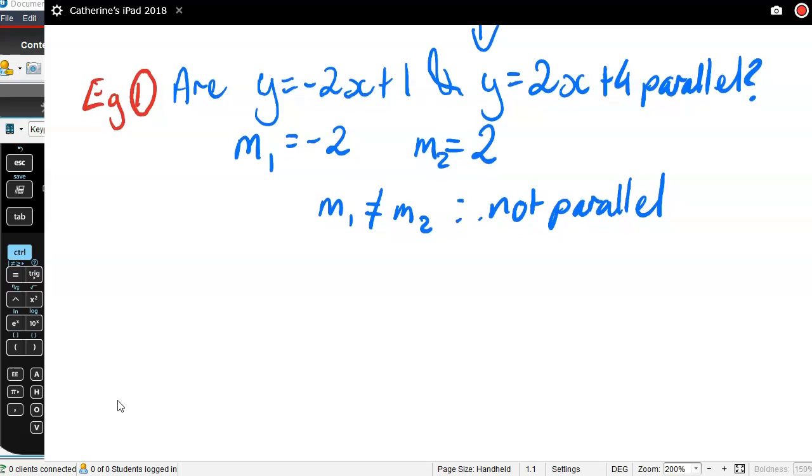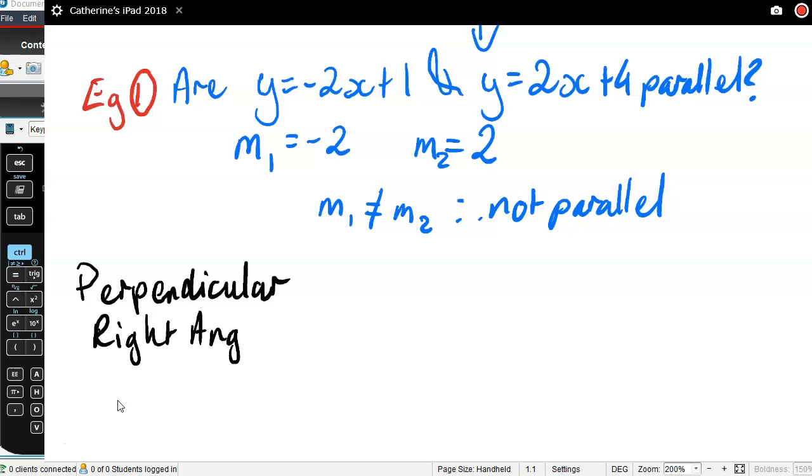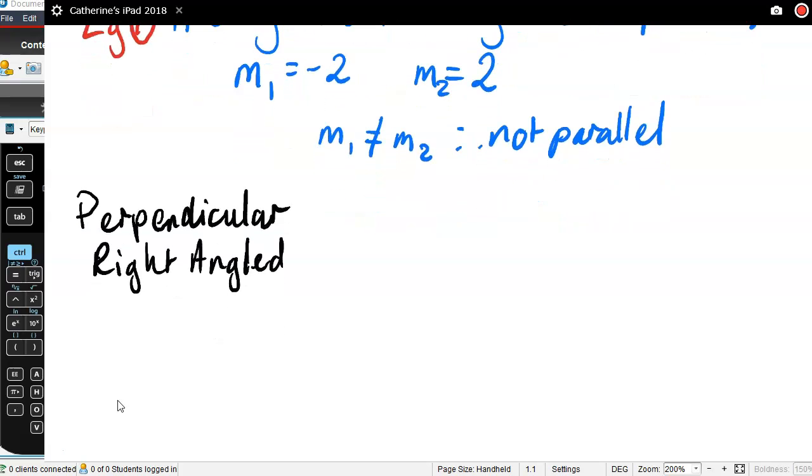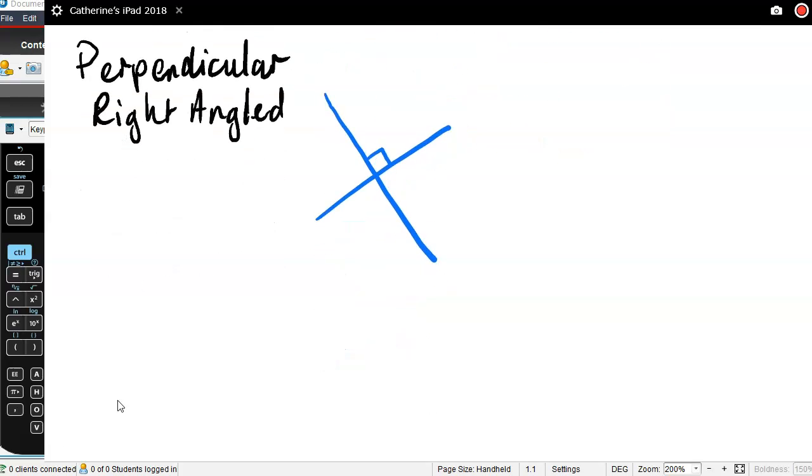So let's look at our next thing, our perpendicular lines. Perpendicular. Now, that means right angled. Okay, so we're looking for lines that are right angles to each other. So you can imagine two lines like that. Of course, I'll draw that a bit better. Like that, 90 degrees to each other. So what does that mean on the Cartesian plane?